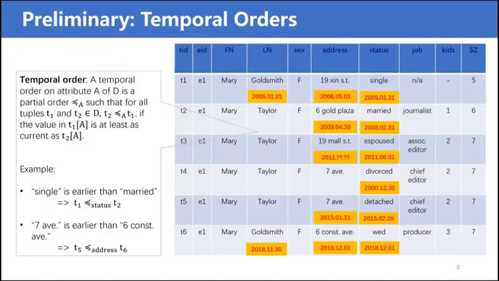Okay, now I will introduce the notion of temporal orders. A temporal order on attribute A of a relational table D is a partial order such that for all tuples T1 and T2 that belong to D, we use this expression to denote the temporal order, if the value in attribute A of T1 is at least as current as attribute A of T2. So we can see there are 2 examples. We use temporal orders to determine the timeliness of status, single and married, or different values of addresses, such as 7th Avenue or 6th Avenue.